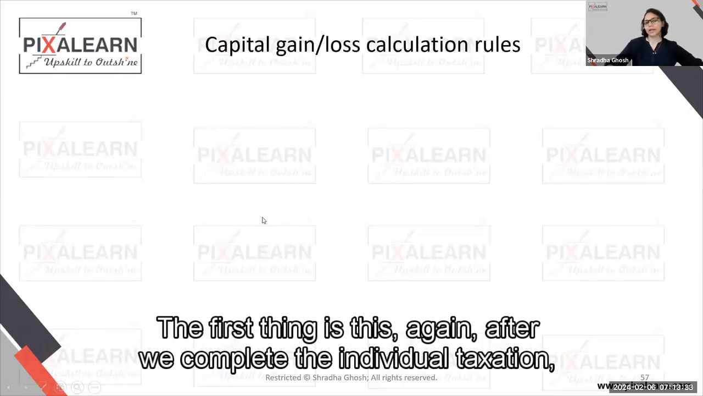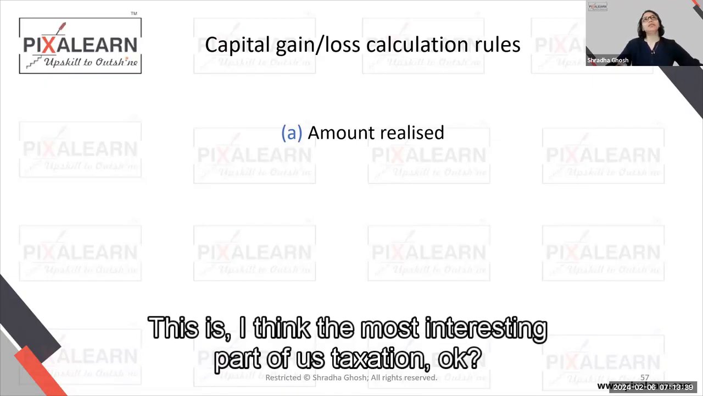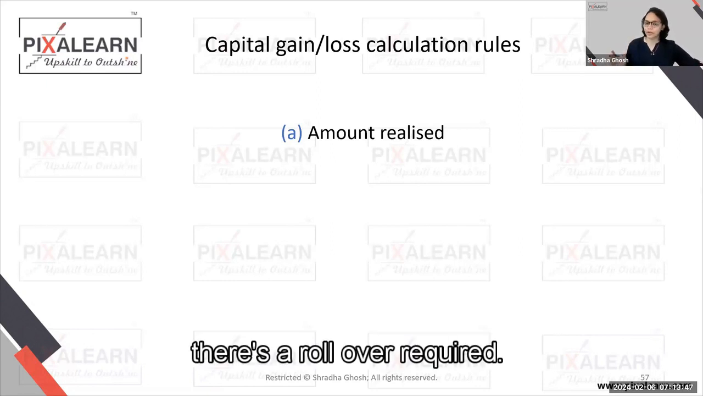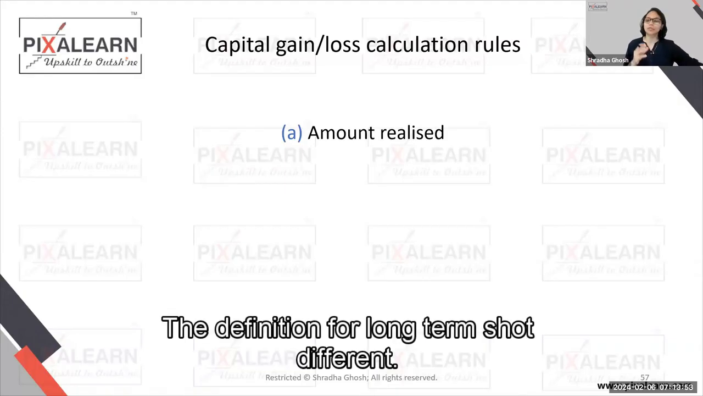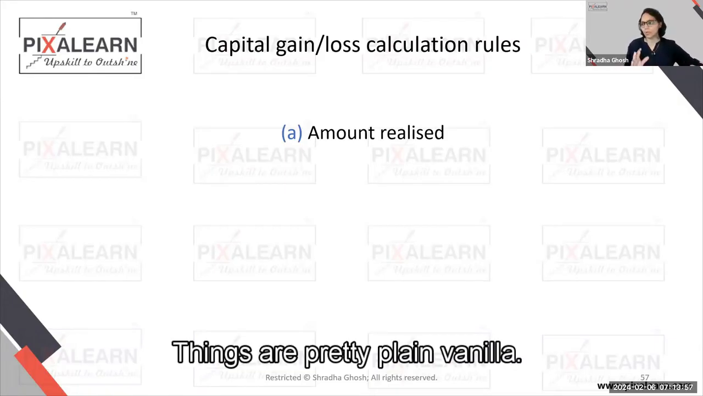First thing is, after we complete the individual taxation, we'll start with capital gains and loss rules. This is, I think, the most interesting part of US taxation. Unlike the Indian laws, where we have complicated a lot of stuff, there's a rollover required. We have to buy a new property within a particular time period. For different kinds of property, the definitions for long term and short term are different. In the US, things are pretty plain vanilla.